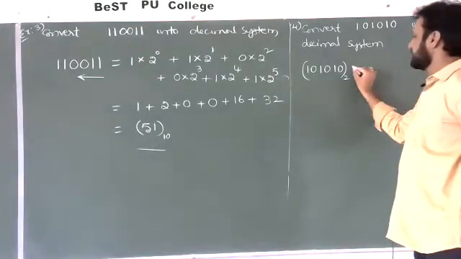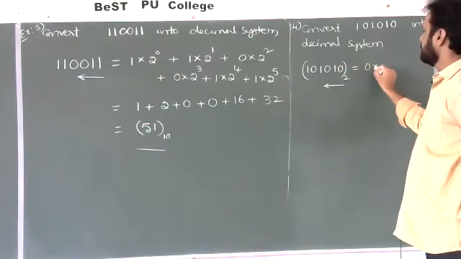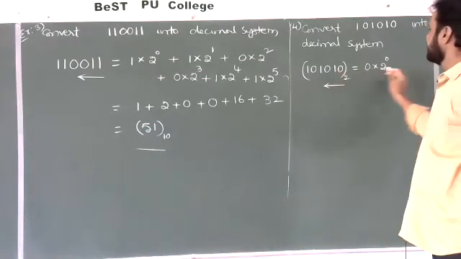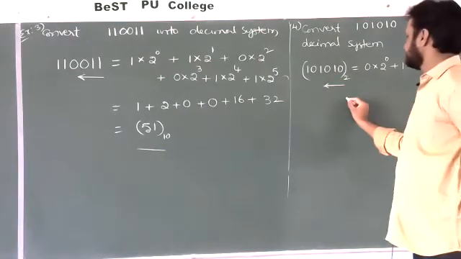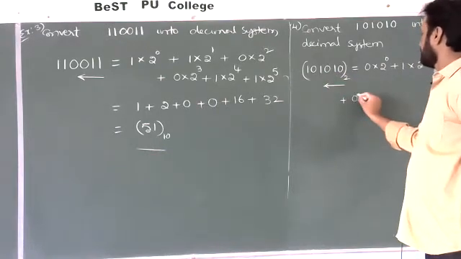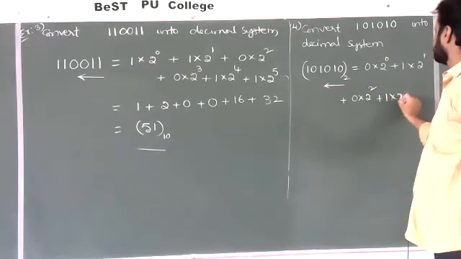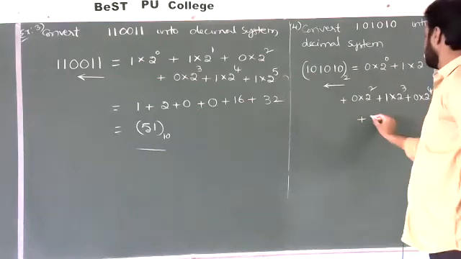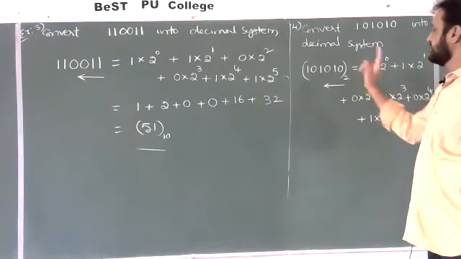So how to convert: first you have to multiply from right to left. First digit 0: 0 into 2 to the power of 0. Plus second digit 1: 1 into 2 to the power of 1. Now third digit, plus 0 into 2 to the power of 2, plus 1 into 2 to the power of 3, plus 0 into 2 to the power of 4, plus again 1 into 2 to the power of 5. Six digits means the highest power will be 5 only.